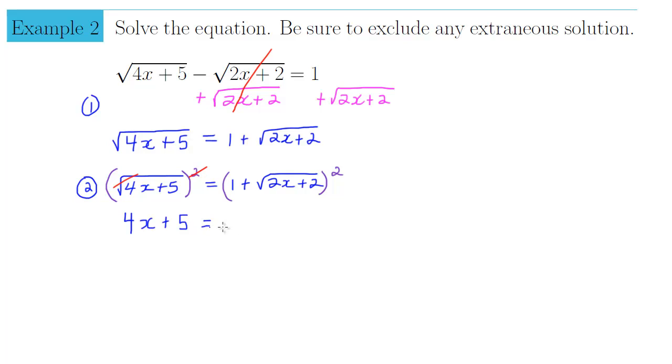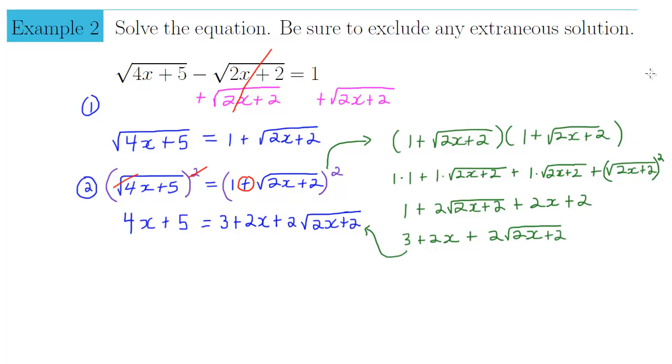Now on the right side of the equation, we have a little bit more work to do. Okay, we have a plus sign. We have a binomial, a two-term polynomial, being squared. In order to square a binomial, you have to FOIL. So we have a little sub-problem that we're going to work out over here, where we FOIL 1 plus root 2x plus 2 times itself. Okay, so let me work out the steps for this quickly.